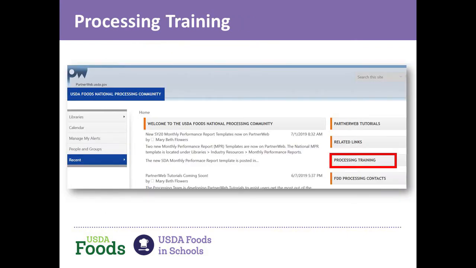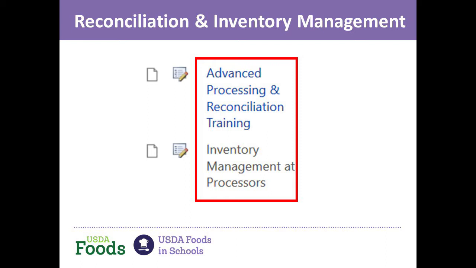To find the Reconciliation and Inventory Management Training, go to the home page and click on the Processing Training link, which is located on the right side of the home page. Once you are on the training page, scroll down to find the links for the Advanced Processing and Reconciliation Training and Inventory Management at Processors Training. If you need assistance in reconciliation, we recommend that you view the Advanced Processing and Reconciliation Training. The reconciliation principles are applicable and will be useful in assisting with reconciling your MPRs.